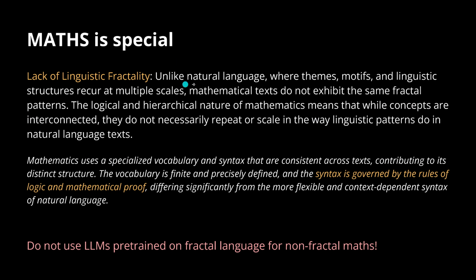This means that unlike our human natural language, where you have themes, motifs, linguistic structure that recur at multiple scales, those mathematical texts that LLMs have so much problem to understand do not exhibit the same fractal patterns. And here the logical and the hierarchical nature of mathematics mean that while concepts are interconnected, they do not repeat or scale in the way that our human linguistic patterns do. This is fascinating. And for me, my syntax is now: do not use a large language model pre-trained on a fractal human language for non-fractal mathematics.